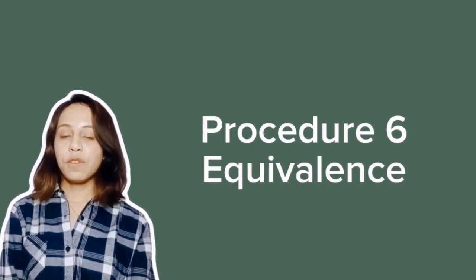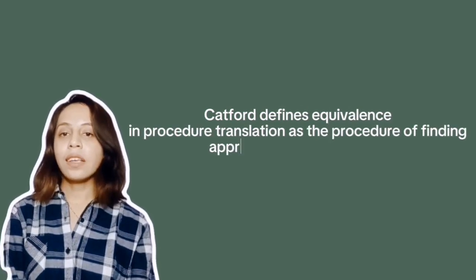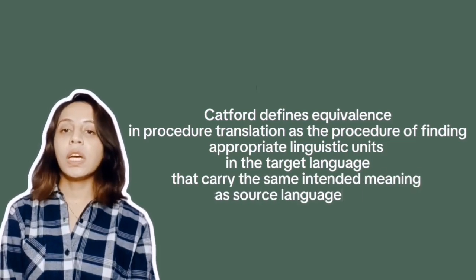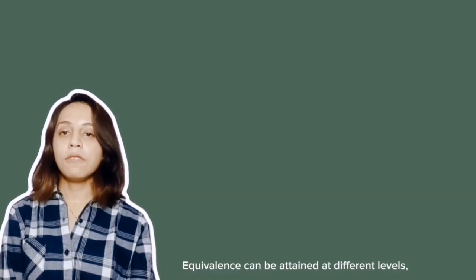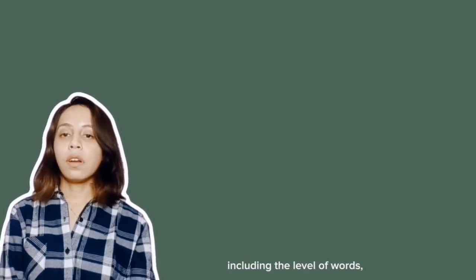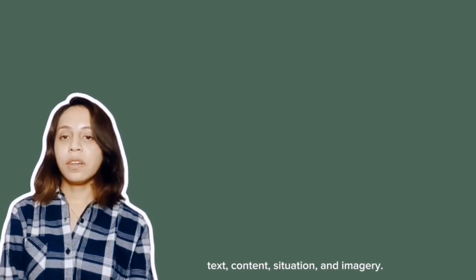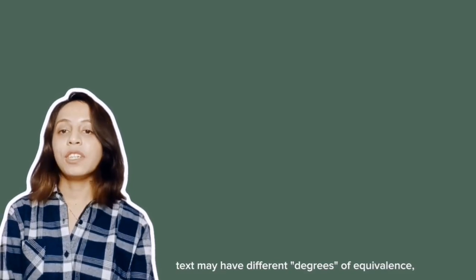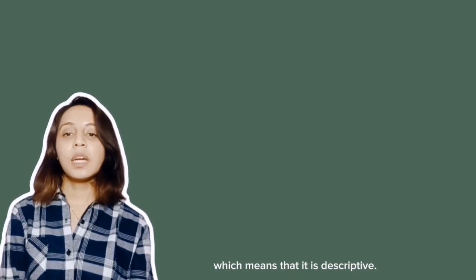Procedure 6. Equivalence. Catford defines equivalence in translation procedure as the procedure of finding appropriate linguistic units in the target language that carry the same intended meaning as the source language units. Equivalence can be attained at different levels, including the level of words, text, content, situation, and imagery. Specific parts of one text may have different degrees of equivalence, which means that it is descriptive.